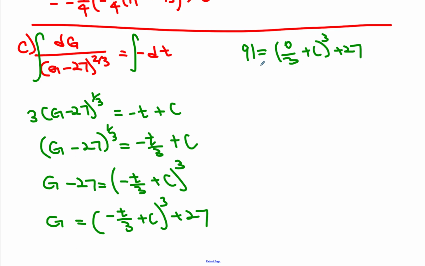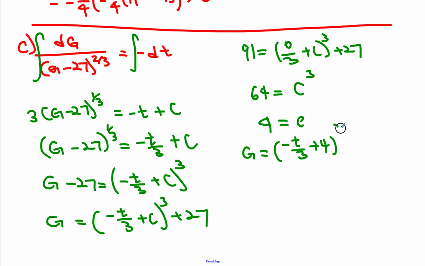So then when we subtract 27, on my right side we get c cubed equals 64. So therefore, c is equal to 4. Then our answer here is g is equal to (negative t over 3 plus 4) to the 3rd power plus 27.